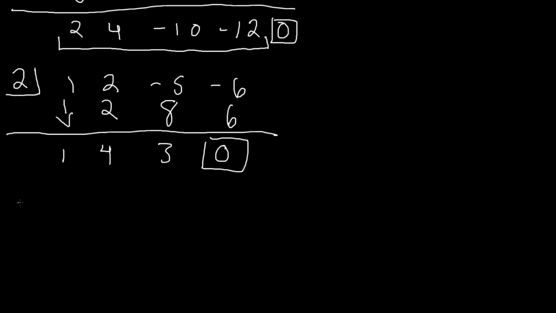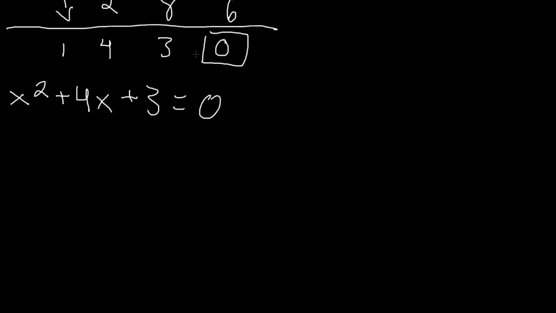And now that this is a quadratic, we can see if we can factor it. Our new polynomial function is x squared plus 4x plus 3, and then solve for equals 0. And we can see that we actually can factor this. So this factors into x plus 3 times x plus 1. 3 and 1 add up to 4, and 3 times 1 multiplies to 3.